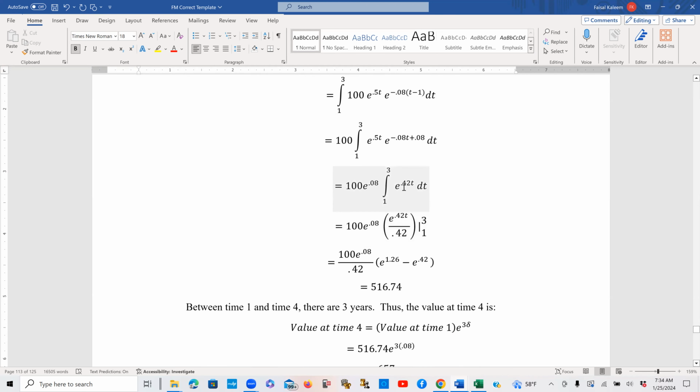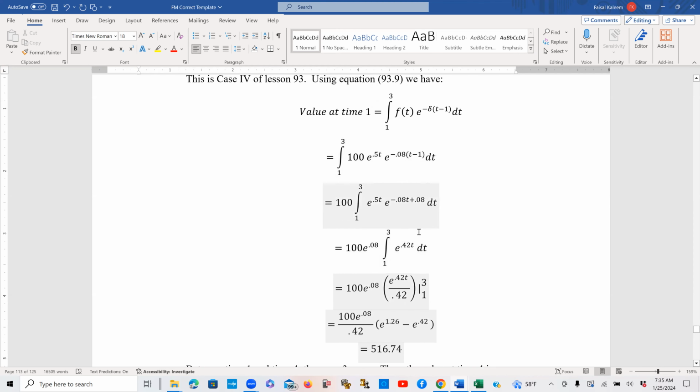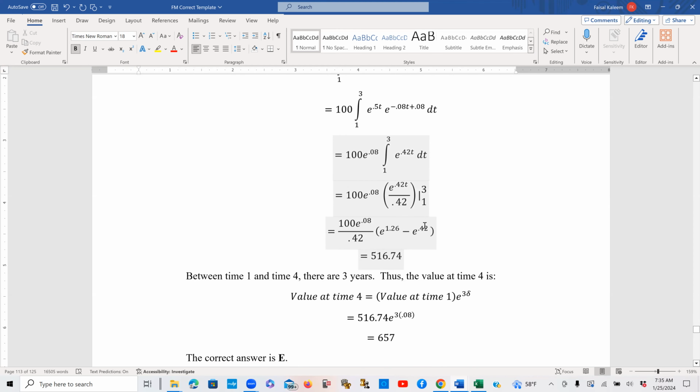Then we know that the integral of e^(ax) equals e^(ax) divided by a. So this integral will be e^(0.42t) divided by 0.42. Limits are 1 to 3. So you put in 3: 3 times 0.42 is 1.26, and 1 times 0.42 is just 0.42. All this simplifies to 516.74. So that is the value at time 1.